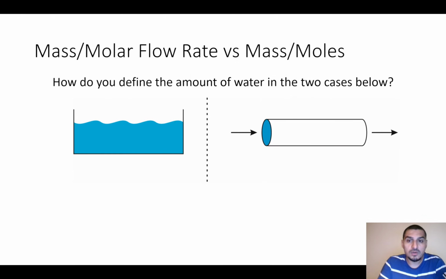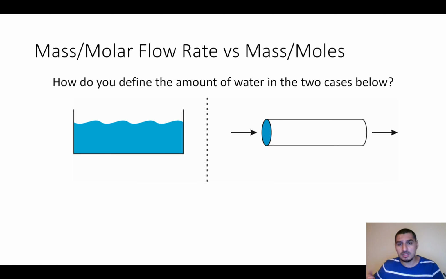Hello, everybody. So now we are going to discuss one important thing, which is related to defining the quantities that we have, and to talk about what we mean by these two terms: the molar or mass rates and the mass and moles. I'll give you a very simple example to compare these two images that we see here. So the first image here is a container that contains a specific amount of a liquid.